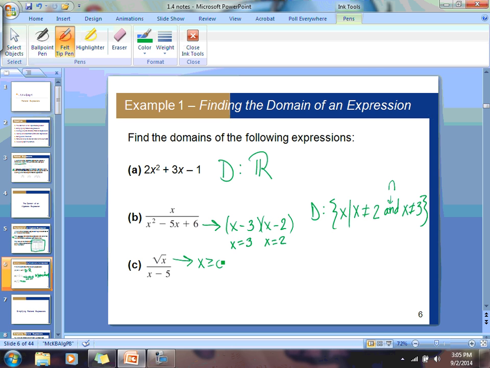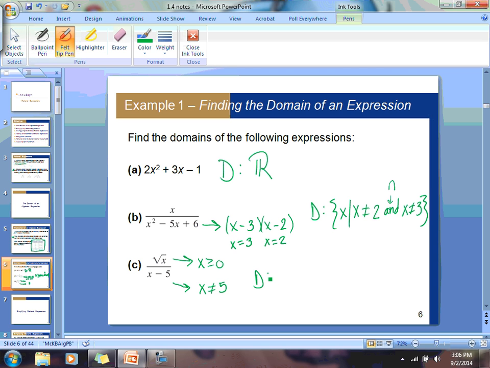Because we can't take the square root of a negative number. And for my denominator, it's already as simplified as it can get, but I can't have a value that'll give me a denominator of 0, so I can't have my x value being 5. So those are my two conditions there.